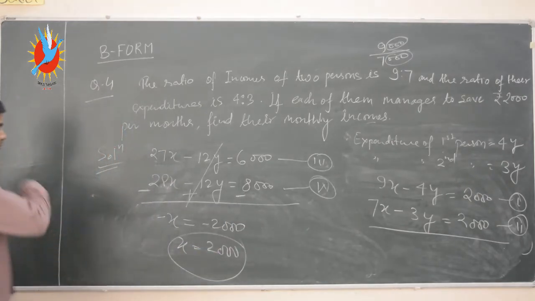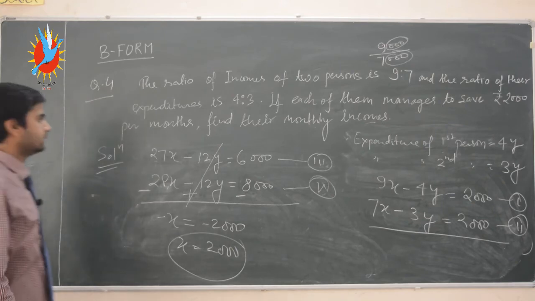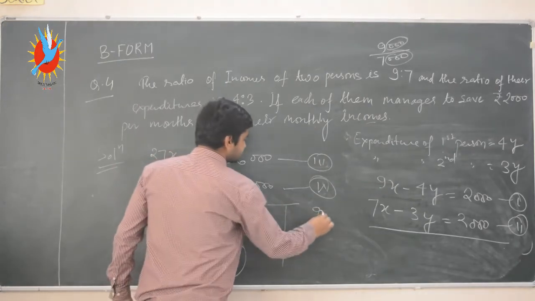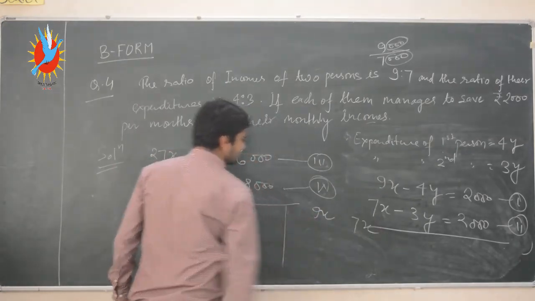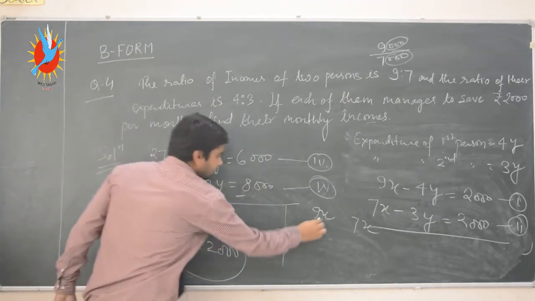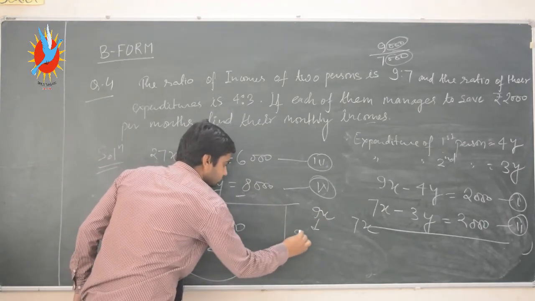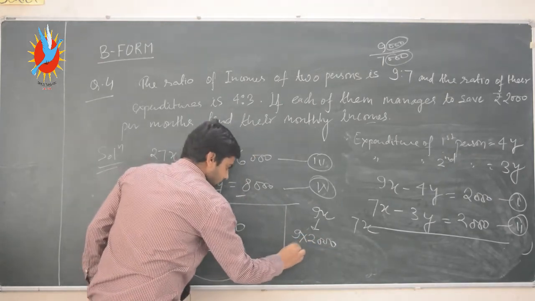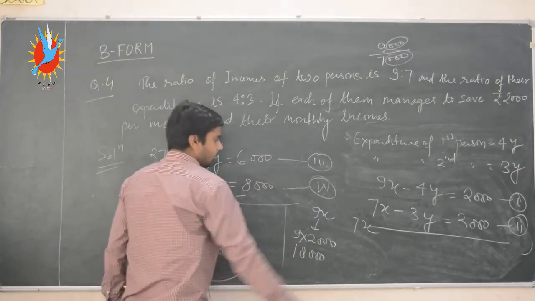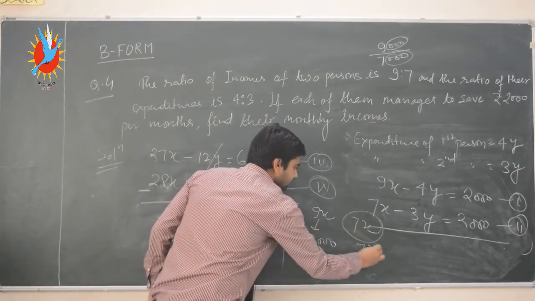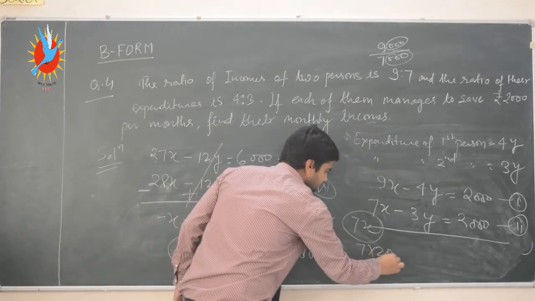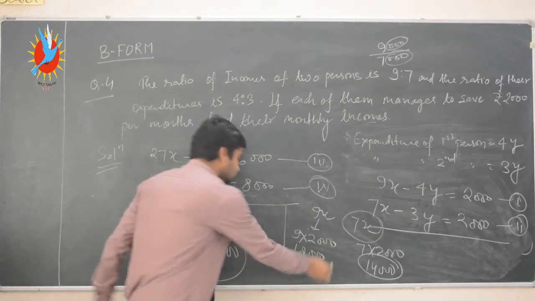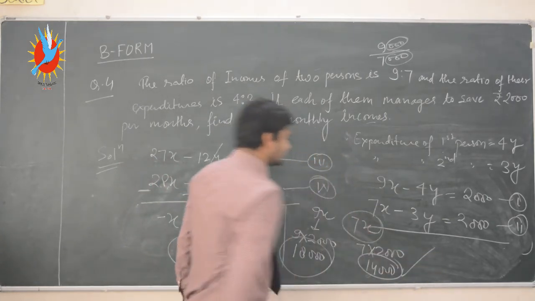So we got the value of x as 2000, and we calculated incomes in terms of x: first person's income was 9x and second person's income was 7x. Putting the value of x, the first person's income will be 9 into 2000, that is 18,000, and the income of the second person will be 7 into 2000, that is 14,000. So the income of the first person is 18,000 and the income of the second person is 14,000.